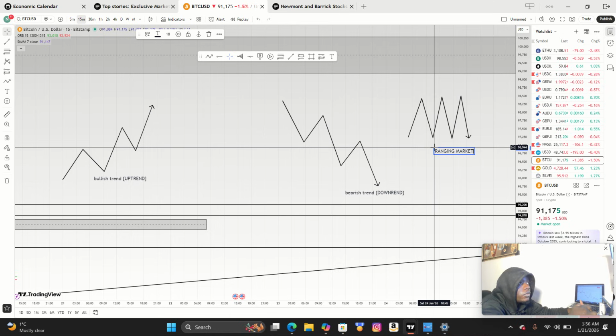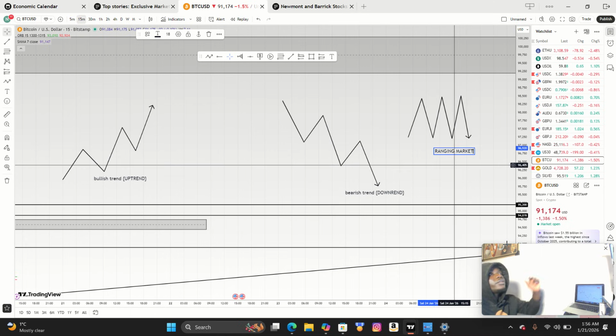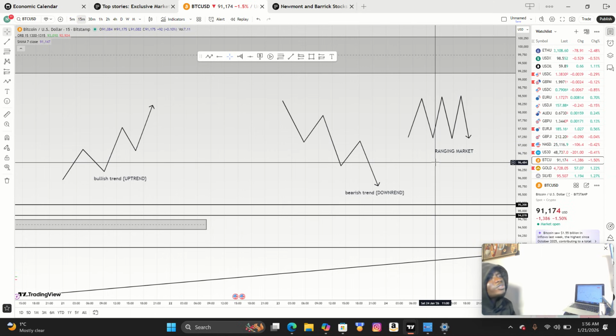So now that you can easily identify each type of market trend we have, I need to make you understand the differences in these market trends, what to do and what not to do. The situation of the market tells you what to do. You understand? What you need to do in the market depends on what's currently happening with the trend.